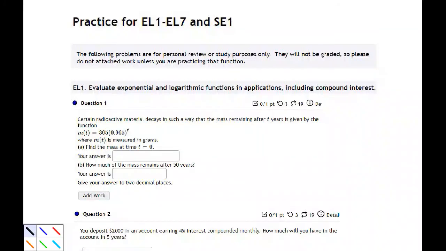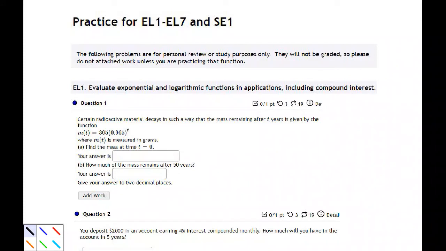This video is intended to help you review over the objectives EL1 through EL7, as well as SE1. These questions are all from the practice for this objective check. The following problems are for personal review or study purposes only. They will not be graded, so please do not attach work unless you are practicing that function.